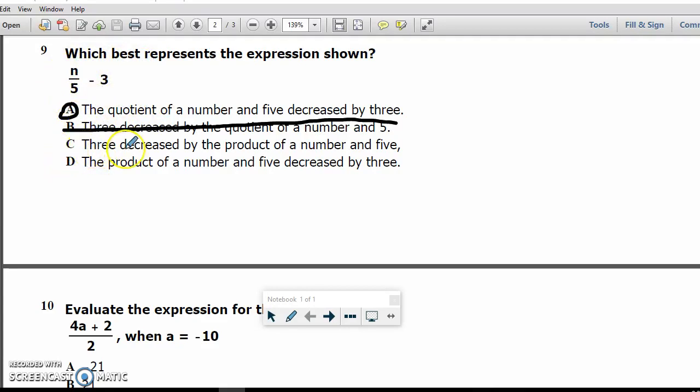C says 3 decreased by the product of a number and 5. So we have 2 problems here. Decreased by, again, is not a turnaround word. So 3 would have to be in the front, and it's asking for the product. Product means you're multiplying. So C is not correct. And D, the product. Well, product means we are multiplying, so we don't even have to read this answer choice anymore because nothing is being multiplied in this expression.